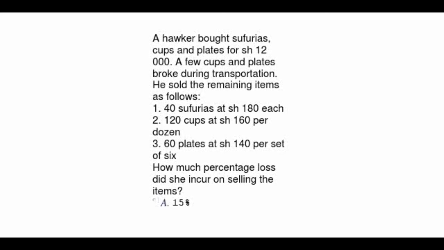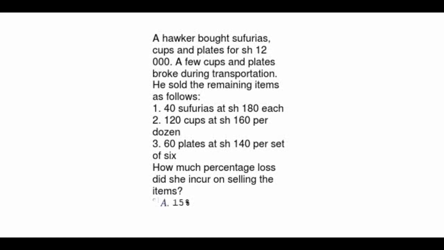A hawker bought sufurias, cups and plates for 12,000 shillings. A few cups and plates broke during transportation. He sold the remaining items as follows: 40 sufurias at 180 shillings each, 120 cups at 160 shillings per dozen, then 60 plates at 140 shillings per set. What percentage loss did she incur on selling the items?